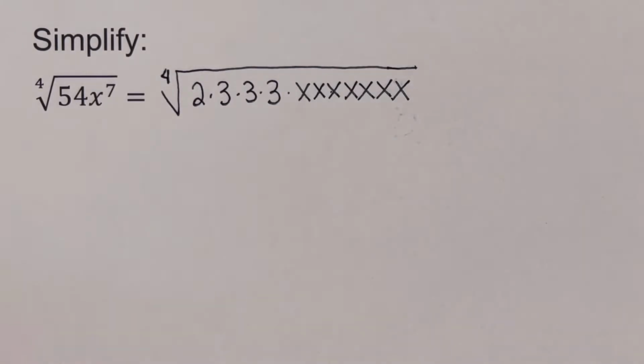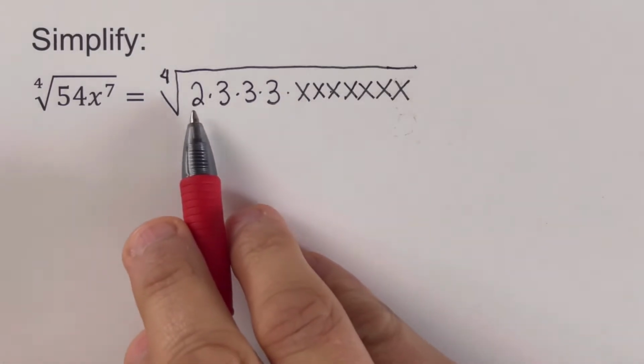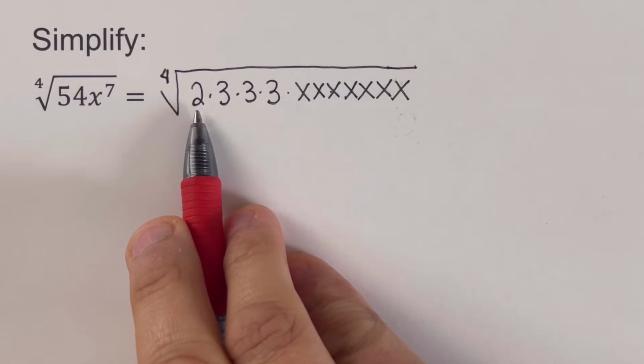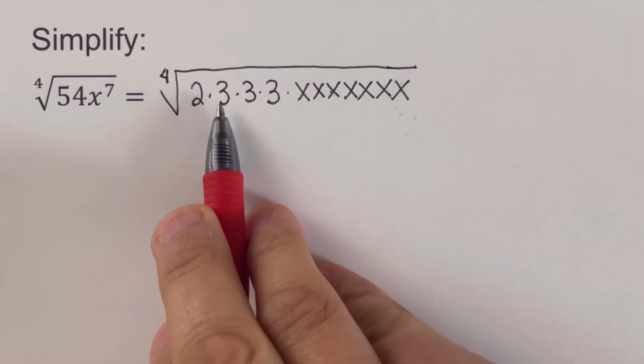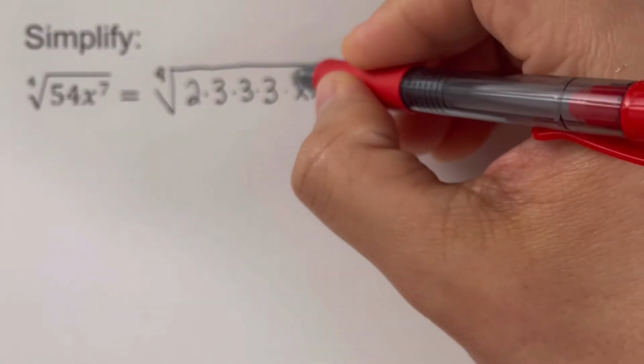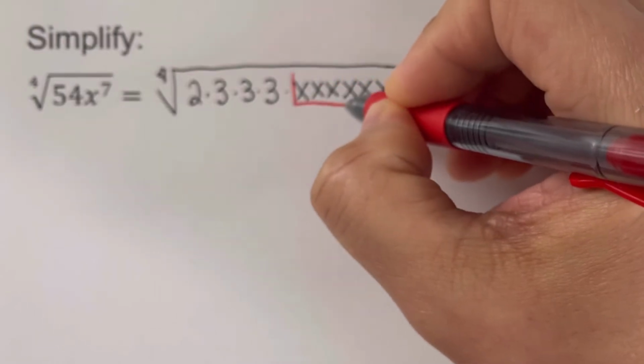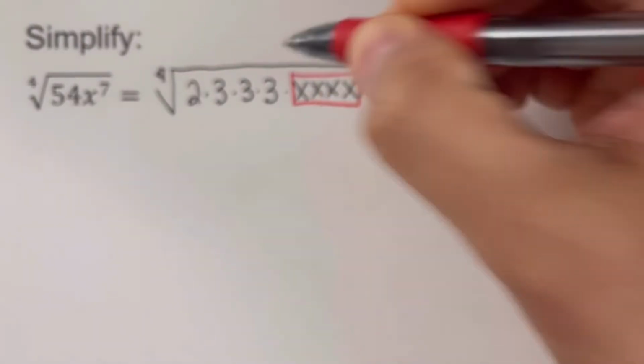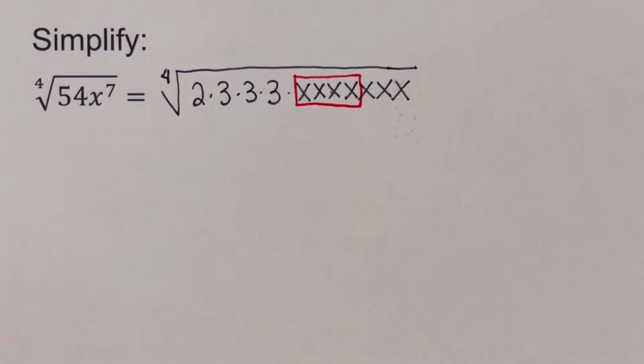Now the second step is to group the expanded form based on the index. Since our index here is 4, we are going to create groups of 4. So in this case right here, we can create a group of four 2s? There are no four 3s here. However, we can come up with four x's, and this is the only one that we can group together.